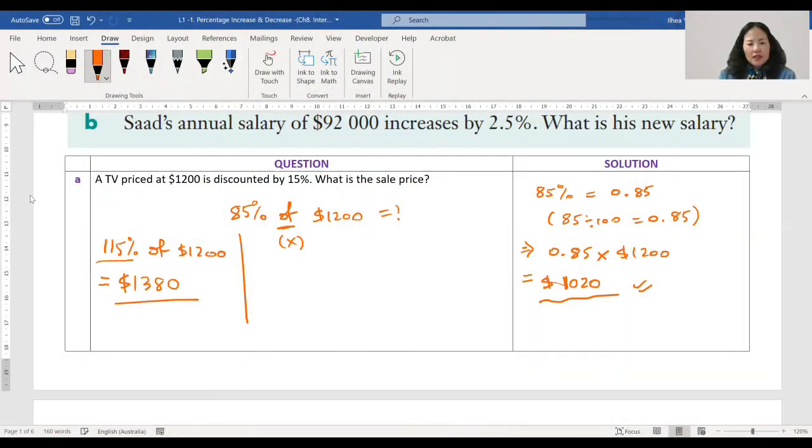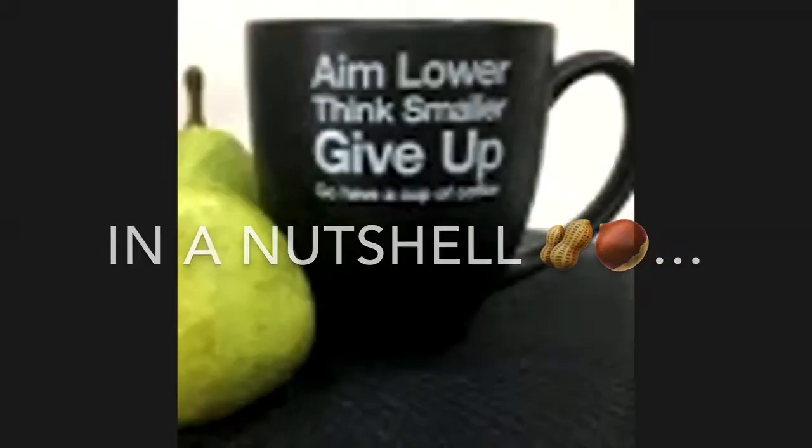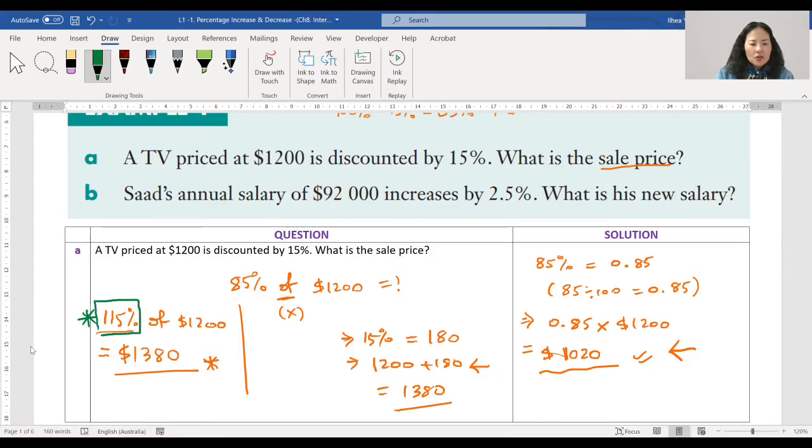I did 115% of 1,200. Just when you have to increase by a certain percentage, you add to 100%. If you have to decrease, you take away from 100%.